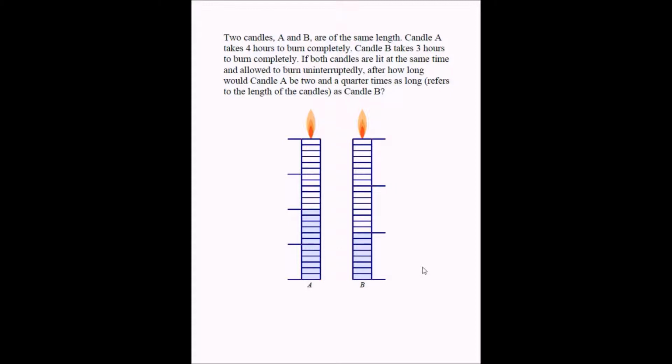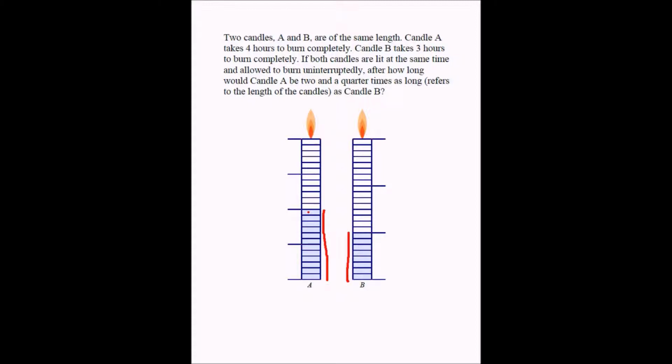After 2 hours, candle A loses 1/4 plus 1/4, which is half. And every hour candle B loses 1/3, so after 2 hours, candle B loses 2/3. But is candle A 2¼ times as tall as candle B? The answer is no, because you can start paying a little more attention to the height now, because they're getting there. So this is the height of candle B. This is the height of candle A.